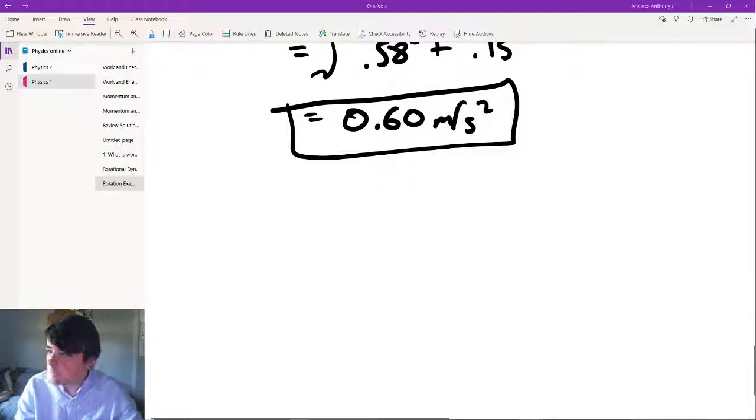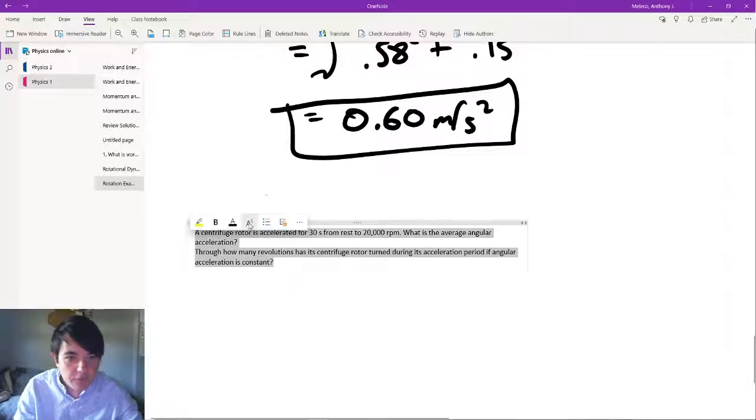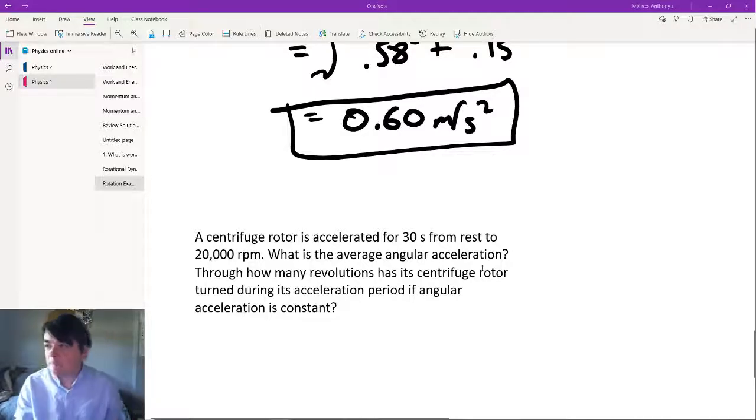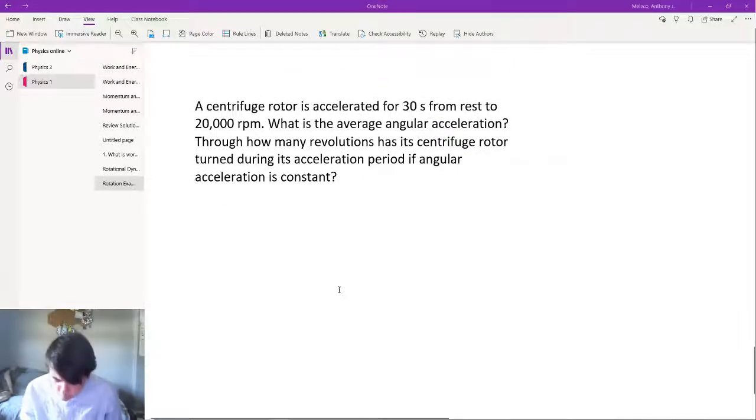So the next problem involves a centrifuge rotor. The centrifuge rotor is accelerated in 30 seconds from rest to 20,000 RPM. So now we're dealing with even another unit, revolutions per minute. But let's keep reading. What is the average angular acceleration, and through how many revolutions has the centrifuge rotor turned during its acceleration period if angular acceleration is constant? Okay. So what we need to deal with here is the frequency, okay?